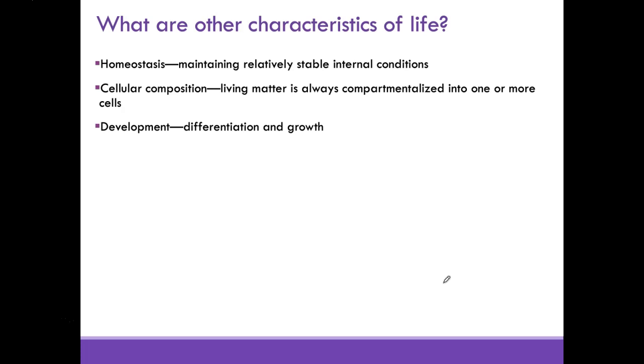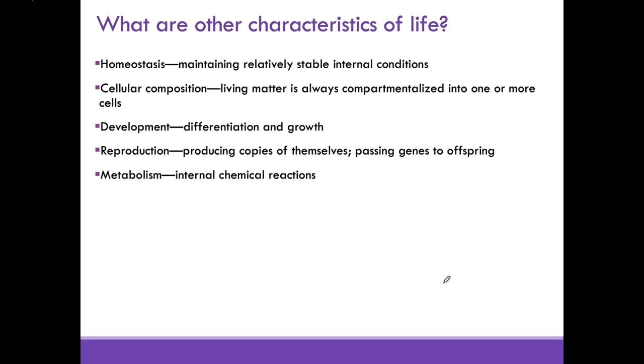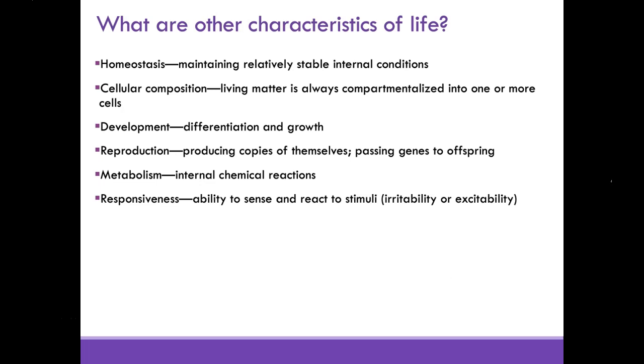All living things are able to develop. They can differentiate and grow. All living things must be able to reproduce, meaning they produce copies of themselves, passing on their genes made of DNA to their offspring. All living things have internal chemical reactions that constitute metabolism. So these are chemical reactions, and we'll talk about this in chapter 2. All living things must be able to respond, right? They have to be able to sense and react to a stimulus.